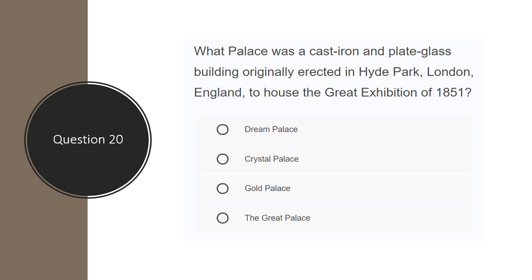What palace was a cast iron and plate glass building originally erected in Hyde Park, London, England, to house the Great Exhibition of 1851? See, this has glass in it, and the only word that means glass is Crystal Palace. Crystal is glass. So Dream Palace is the wrong option, all other options are wrong, and Crystal Palace is the right option.